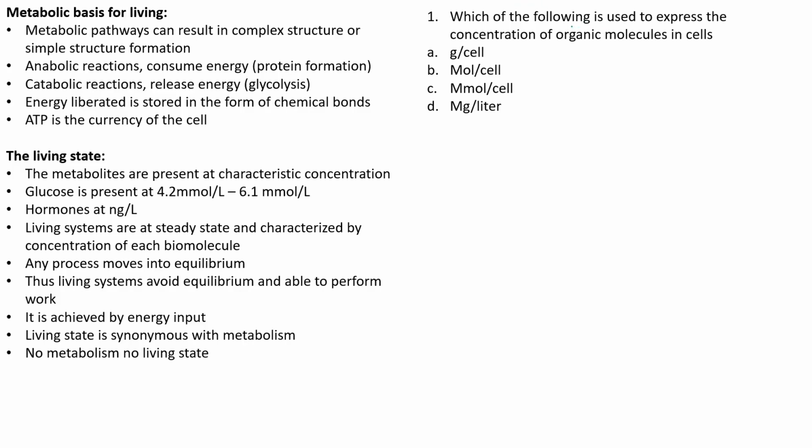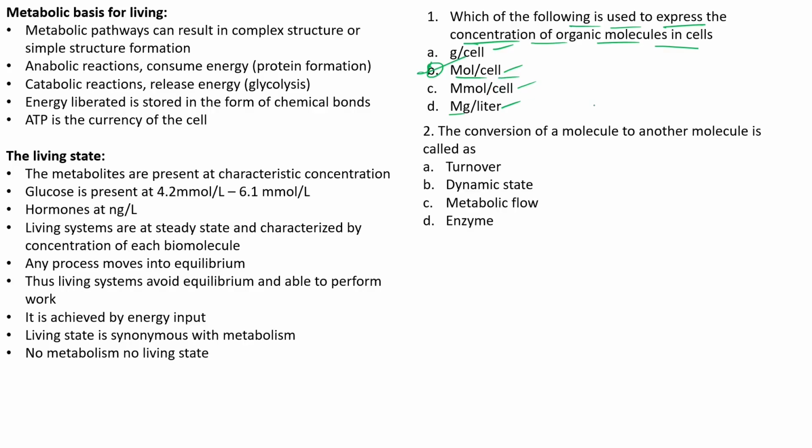Which of the following is used to express the concentration of organic molecules in the cells? Gram per cell, mole per cell, millimole per cell, mg per cell. Okay, mg means milligram per liter. So you can see that we have discussed the concentration that we use is mainly the mole per cell. Moles per cell is the concentration unit that we use to express the concentration of a molecule present in the cells.